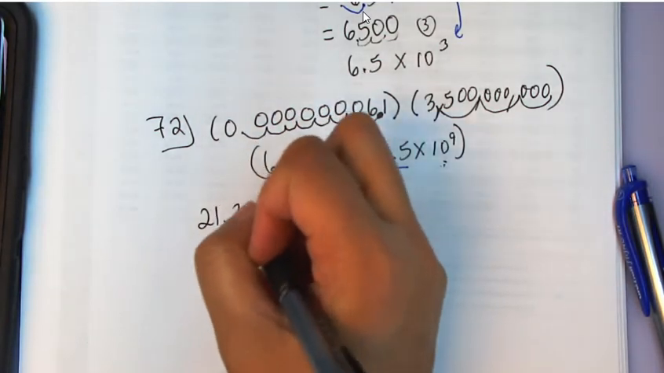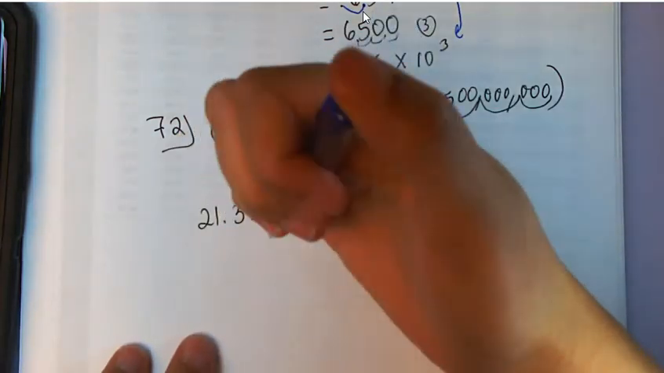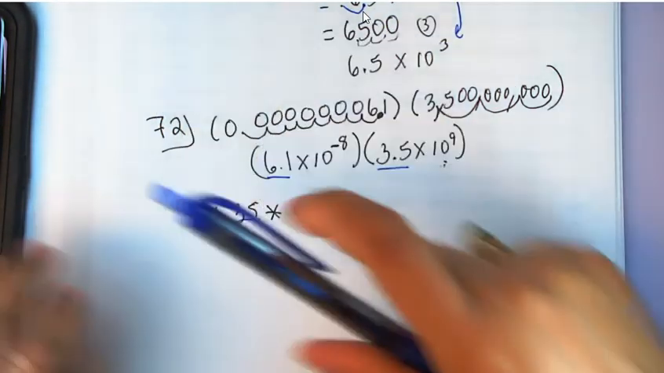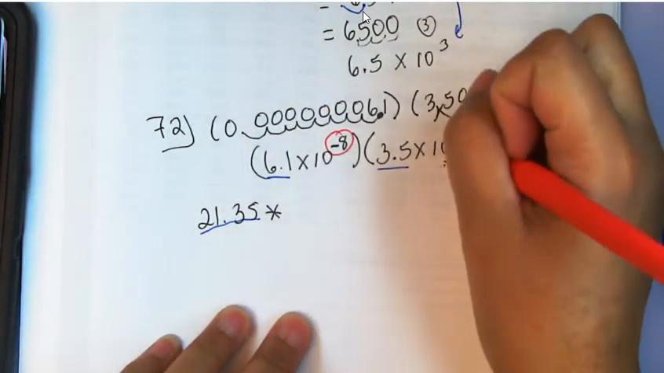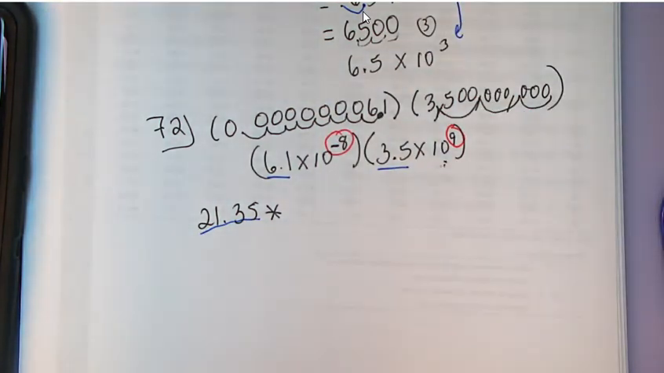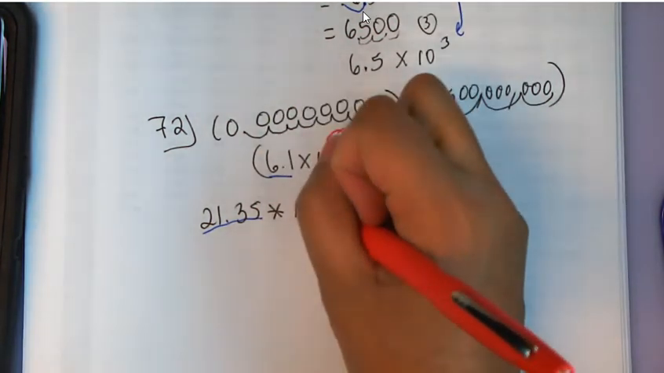times. And remember, the exponents. What do we do when we multiply and they have the same base? We do the product rule, and that is add exponents. So I get times 10 to the positive 1, because negative 8 plus 9 is 1.